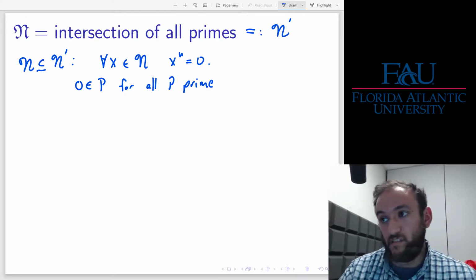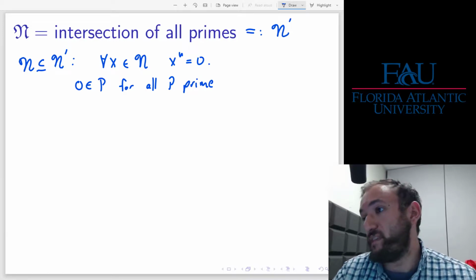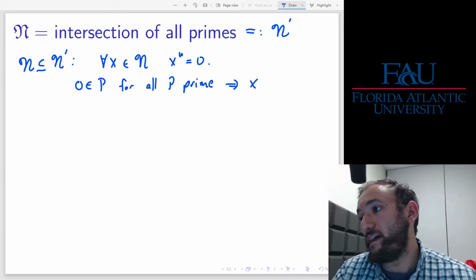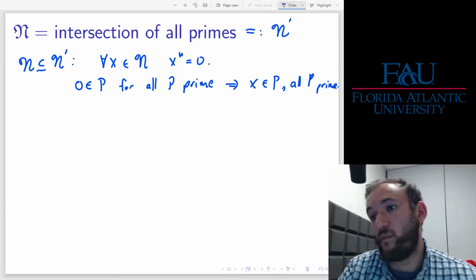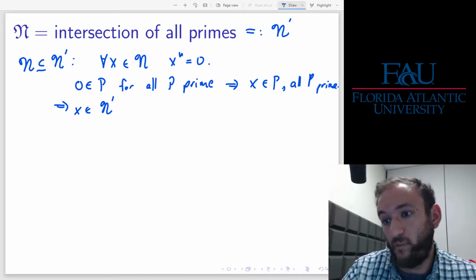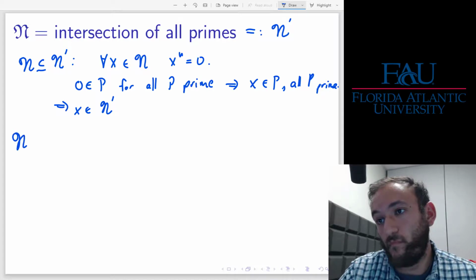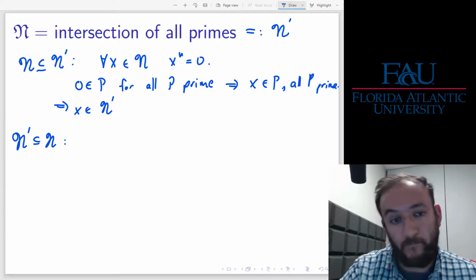But if we want this ideal to remain prime, we need to make sure that these things multiplying to 0 also show up in the ideal. So that means that x will also be in P, for all P prime. And that means that x will be in n prime, the intersection of all prime ideals. Going the other way, if we have n, we want to show that n prime is contained in n.